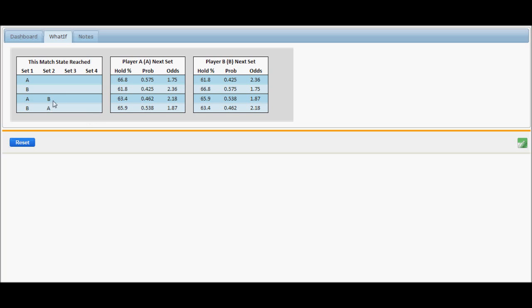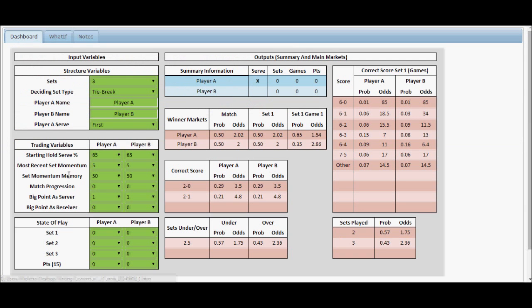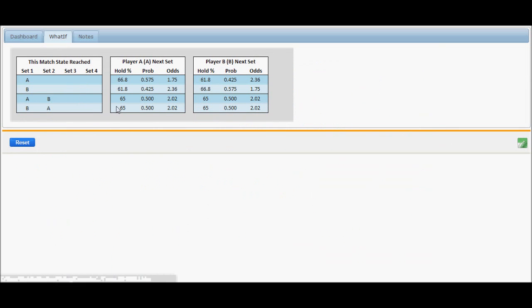So if A wins then B, or B wins then A, well, this comes now from the second variable here, which is set momentum memory. Now what this does is, once the second set's over, it says how much of the first set momentum do I now want to still use. So if you set this to 100, then all of the momentum will still be there for the third set. So if I go back to What If, these go back to 65 because the two sets have equalised each other out.